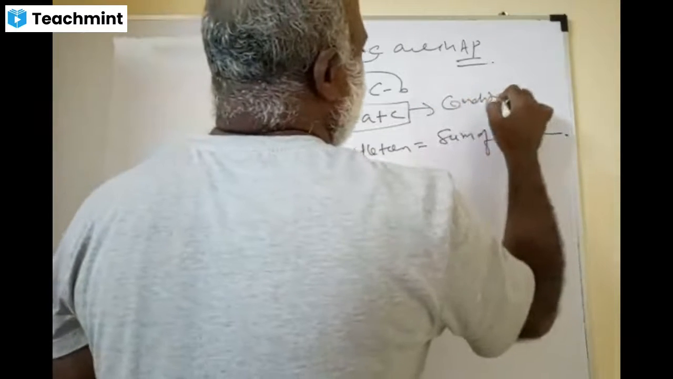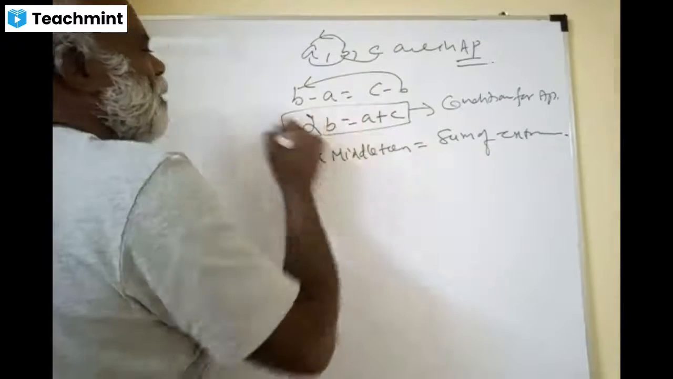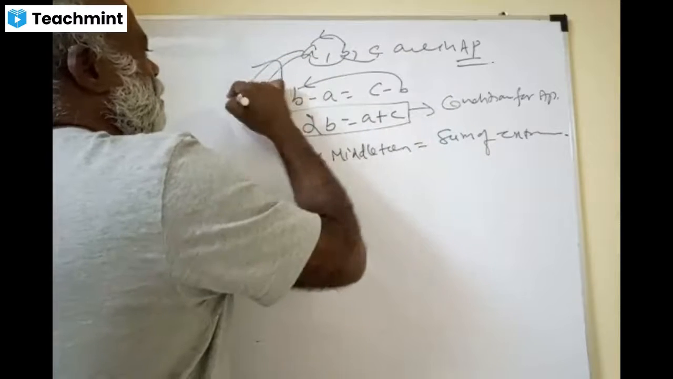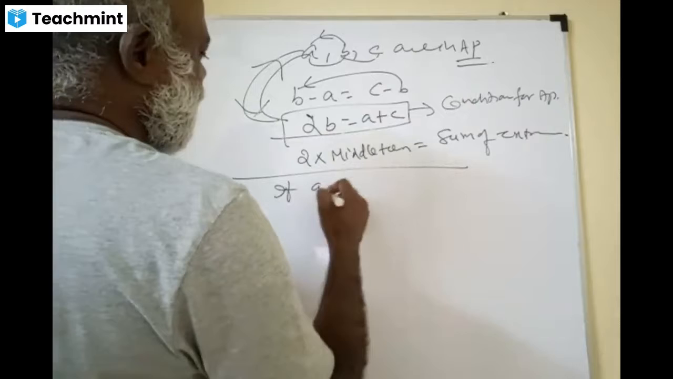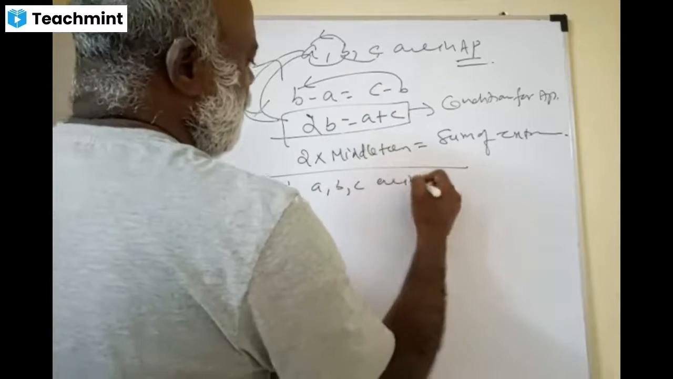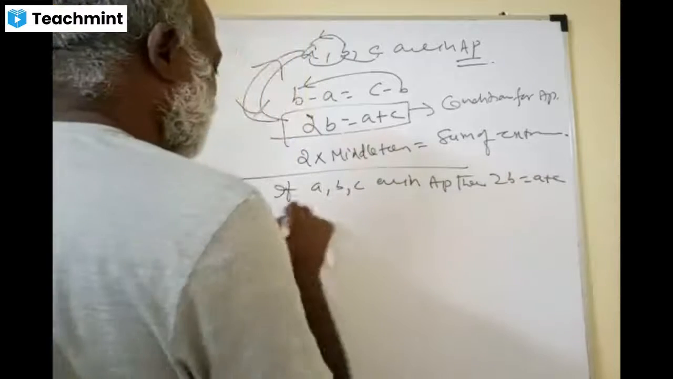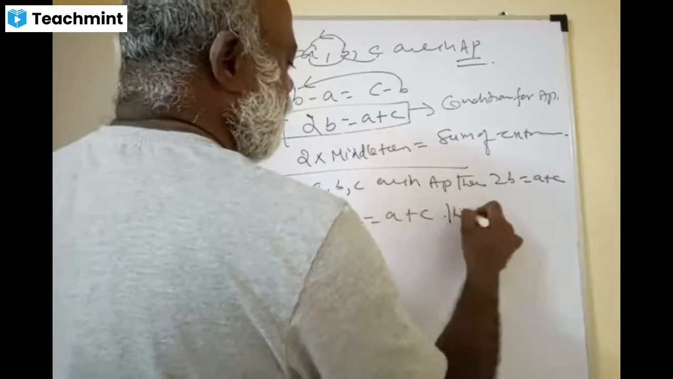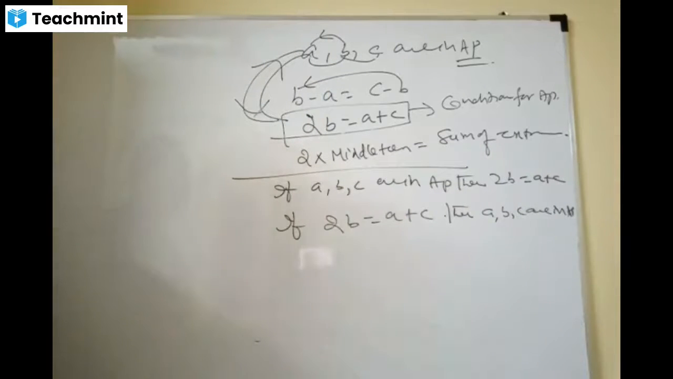Right on mark. This is the condition for AP. If A, B, C are in AP, 2B equal to A plus C. This implies this or this implies this, not this. If A, B, C are in AP, then 2B equal to A plus C. Or if 2B equal to A plus C, then A, B, C are in AP. You can say it like this. Okay? Please write down.